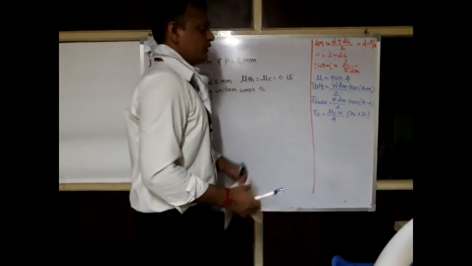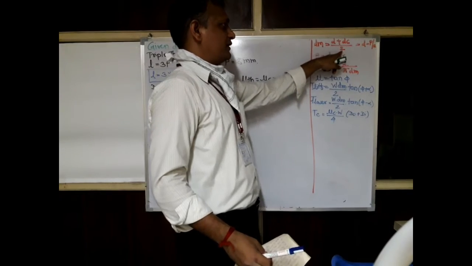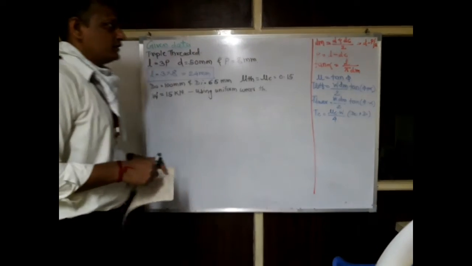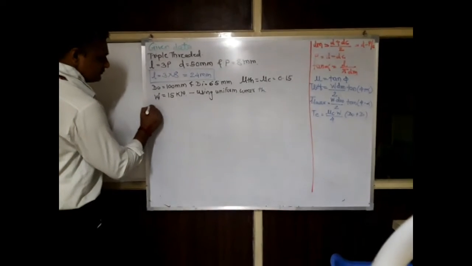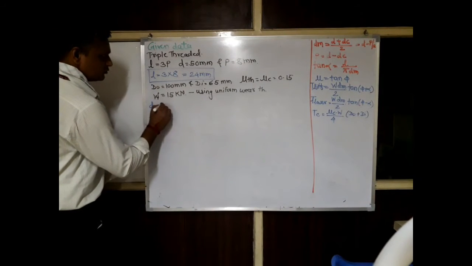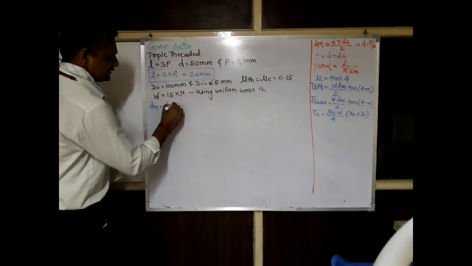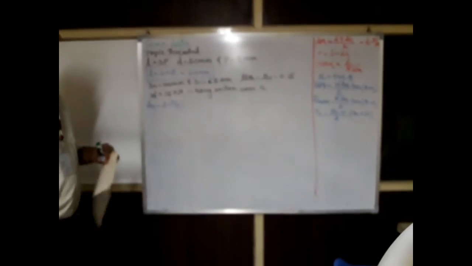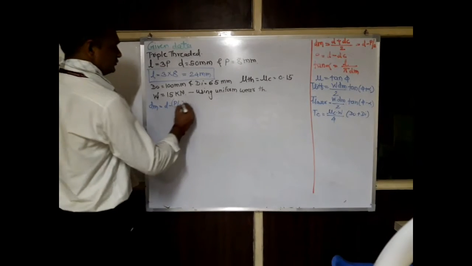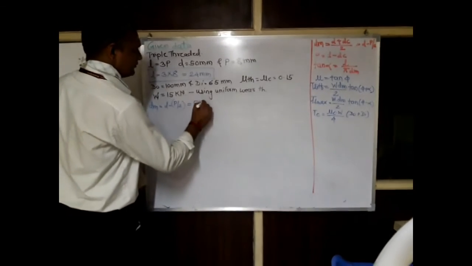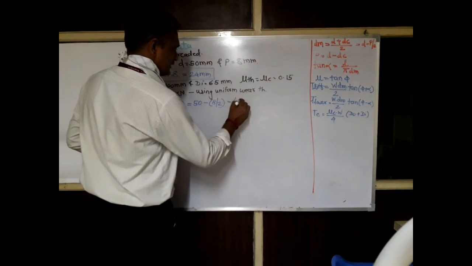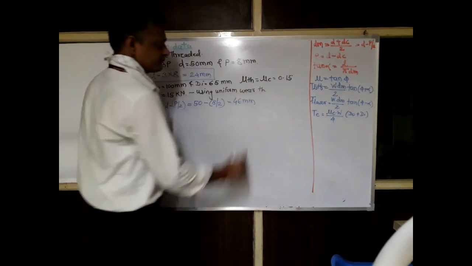If you have seen the formula, the mean diameter is equal to the major diameter plus core diameter divided by 2, therefore you will get d minus p by 2. Therefore we will find out mean diameter dm is equal to d minus p by 2. D is equal to 50 mm, p is equal to 8, so 8 by 2, therefore that will be equal to 46 mm.